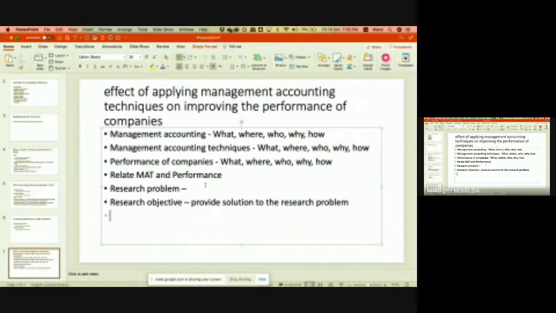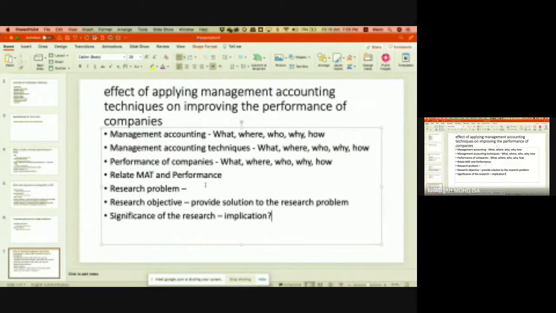Then, of course, you have to identify also what is the significance of the research. So, for example, if you're looking at the management accounting technique and performance of the company, why do you want to do this research? What is the implication of it? All this must be identified before you conduct the research.